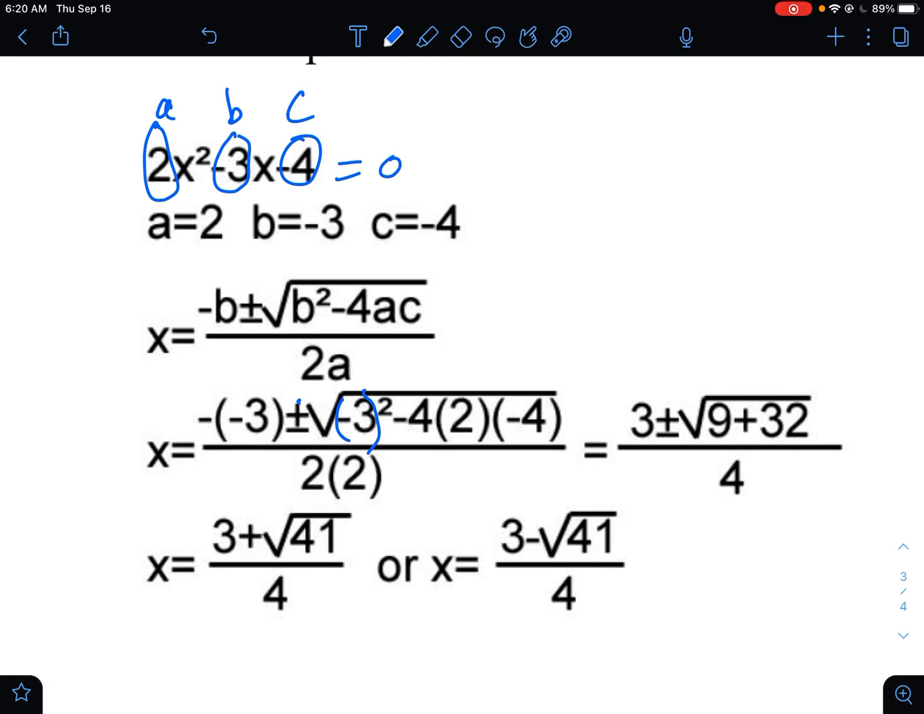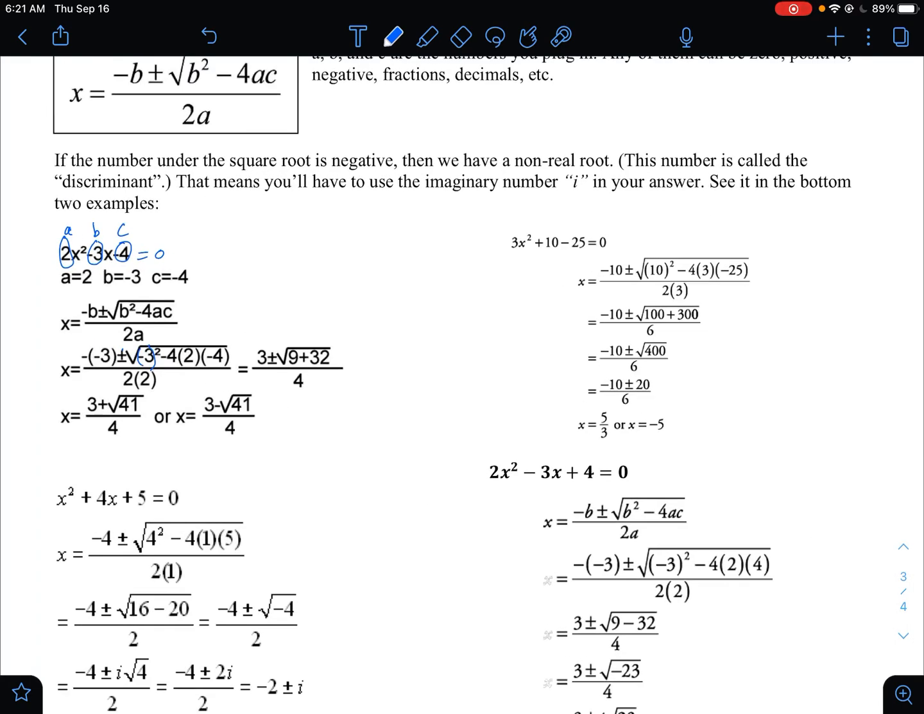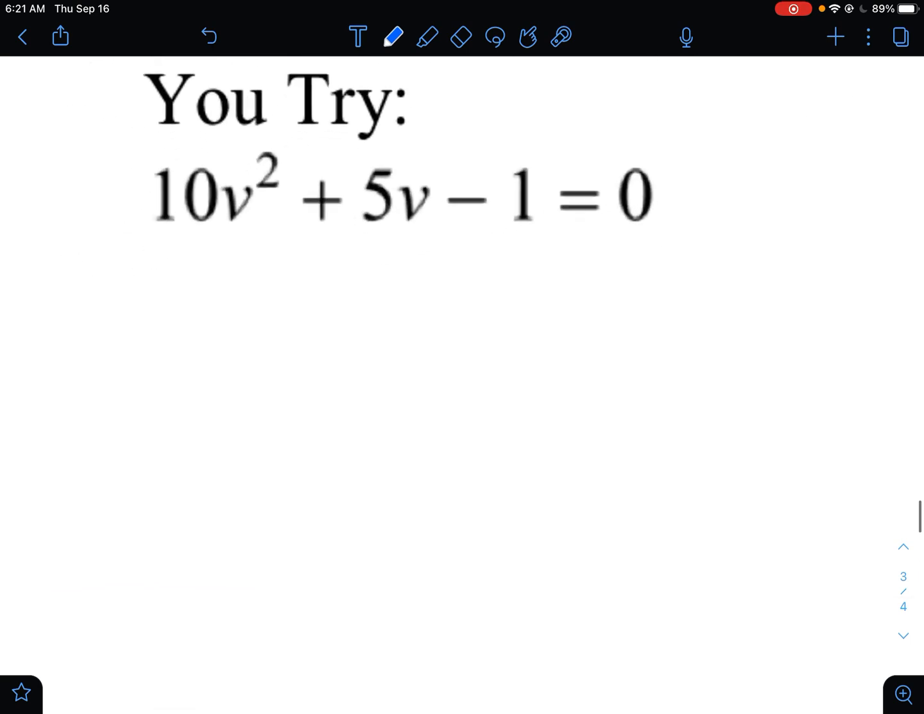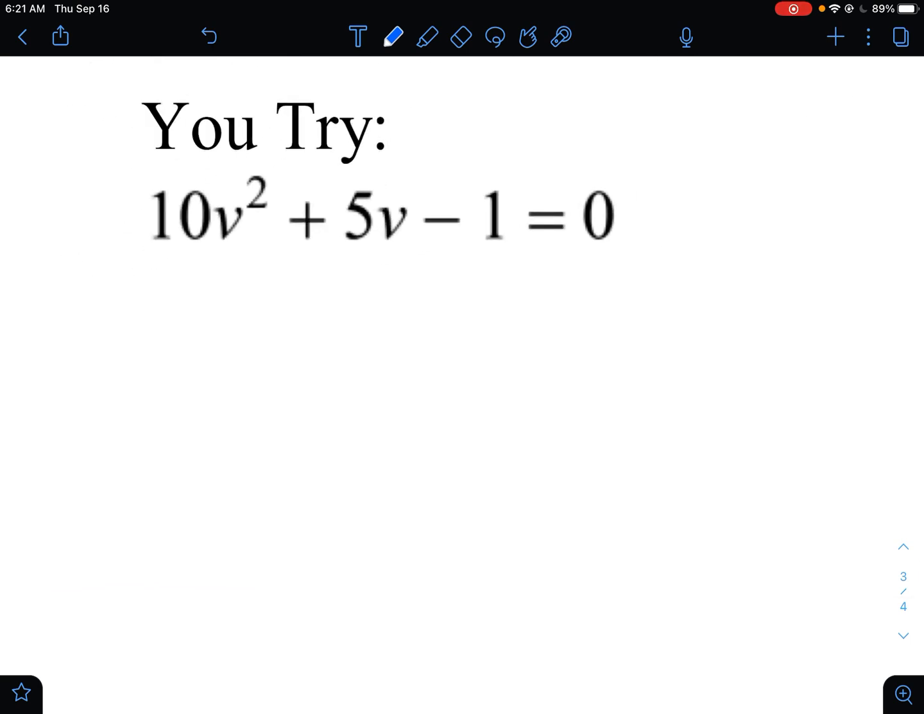So here's our quadratic formula. It's awfully convenient. It solves things for you. So let's jump down here and let's have you give it a shot. Pause the video, see if you can solve this using the quadratic formula.